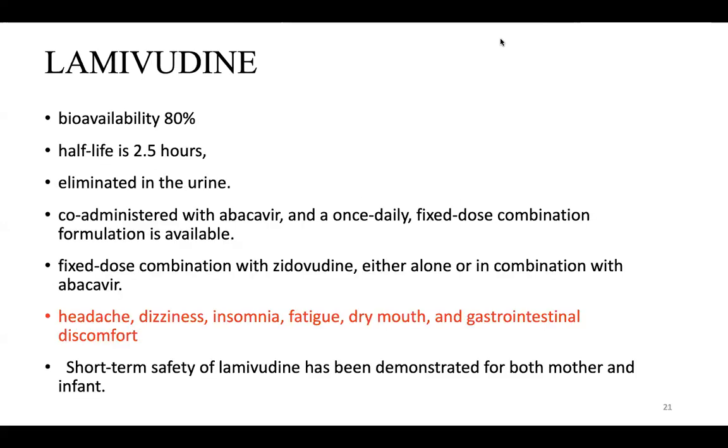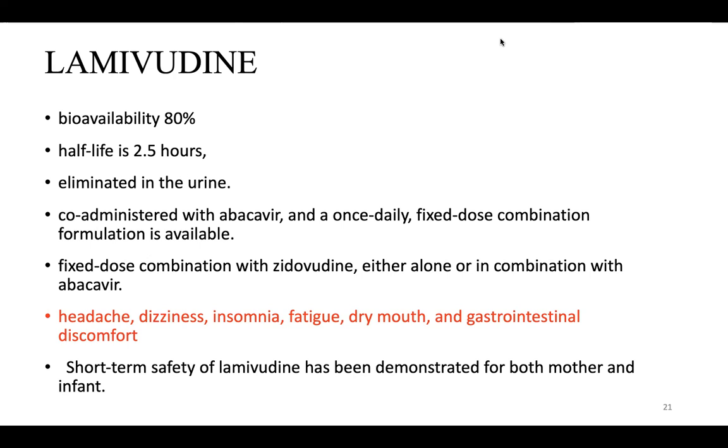Lamivudine. It's a cytosine analog with in vitro activity against HIV type 1 that is synergistic with a variety of antiretroviral nucleoside analogs, including zidovudine and stavudine, against both zidovudine-sensitive and zidovudine-resistant HIV-1 strains. Oral bioavailability exceeds 80% and is not food dependent.